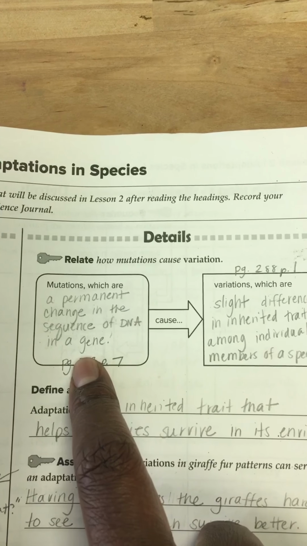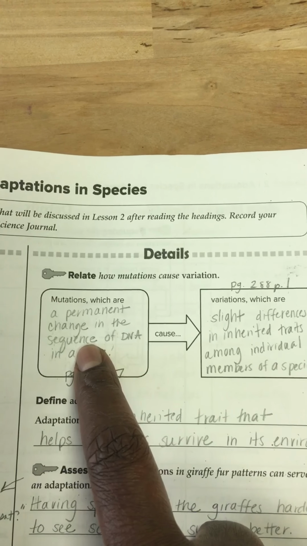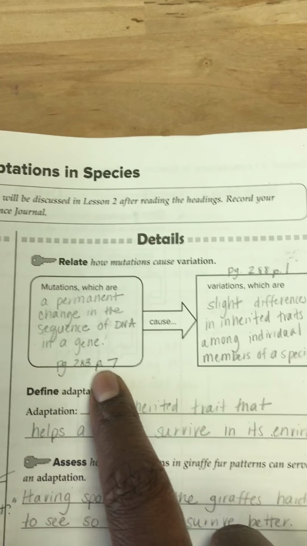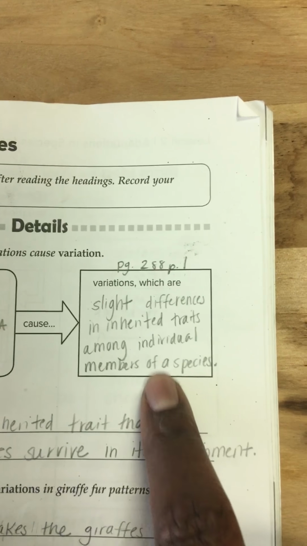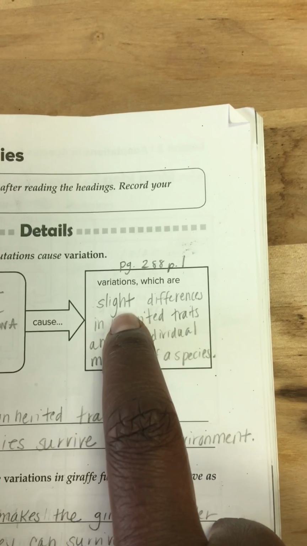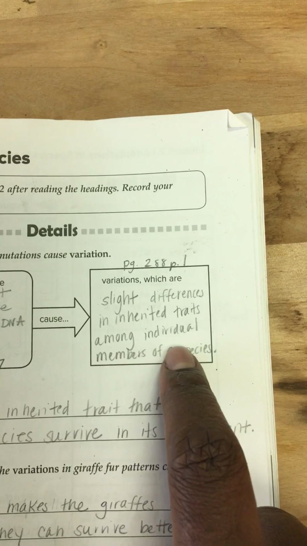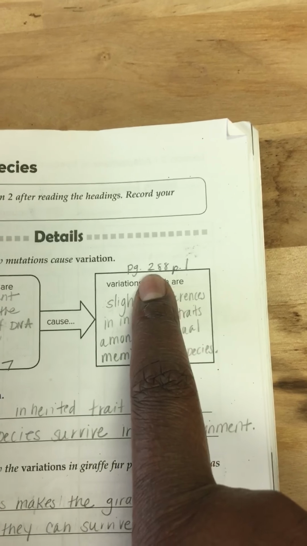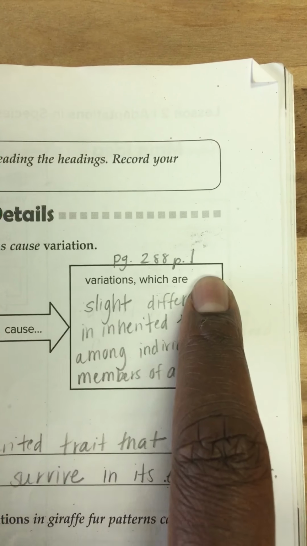So I copied the definition out of the book. A permanent change in the order, sequence means order, of the DNA in a gene. And I found that on page 287, paragraph 7. Mutations cause variations. Variations are little. The word slight means little. Differences in the inherited traits among individual members of a species. And I copied that because it was a definition from page 288, paragraph 1.